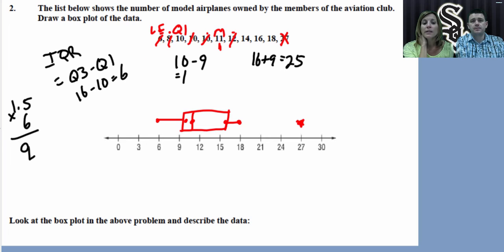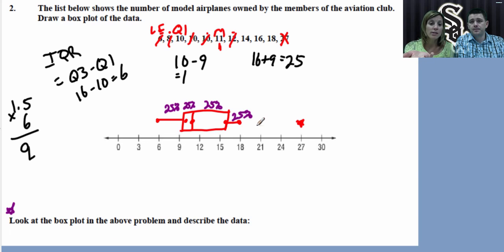So look at the box plot in the above problem and describe the data. Well, what I see is, could you label the 1/4, 1/4, 1/4 for me? About 25%. Sometimes you've got to think of percents. There's going to be a question on a test that's going to say that. The 25% that falls between 10 and 11 is very, very close together, so the data here is very close, where the upper part of the data is more spread out. Notice how much room is here, even though it's still 25% of the data.